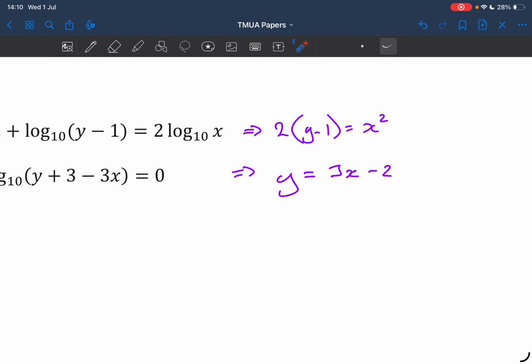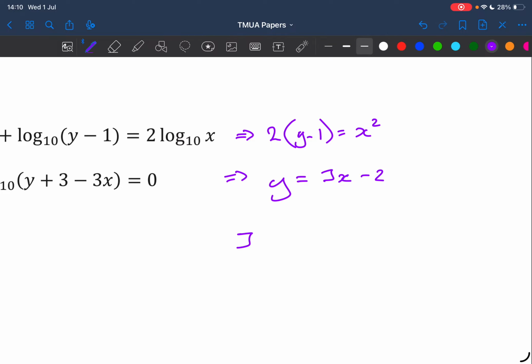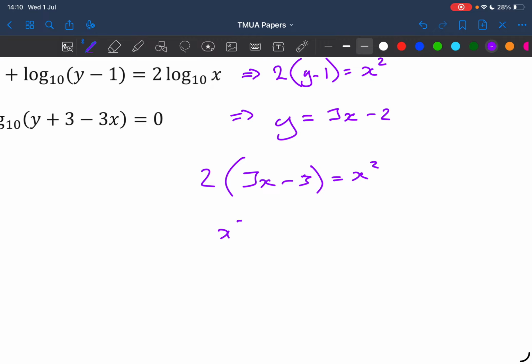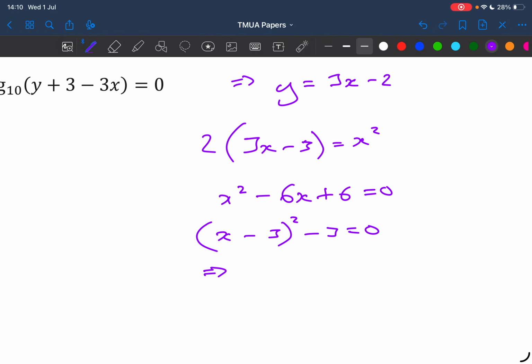Let's plug in the y values into there. What are we going to get? Well, if we take 1 away from it, we'll have 3x minus 3. So 3x minus 3 times by 2 is x squared. So x squared minus 6x plus 6 equals 0. x minus 3 squared, just completing the square in this thing now. So we take away 9 plus the 3, take away a 3 equals 0. So we should have x equal to 3 plus or minus root 3.